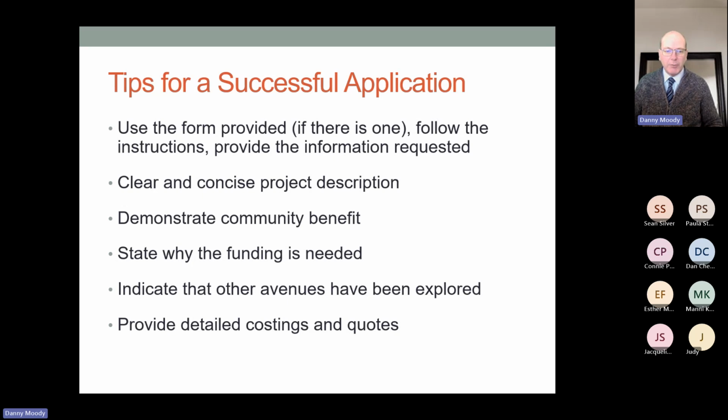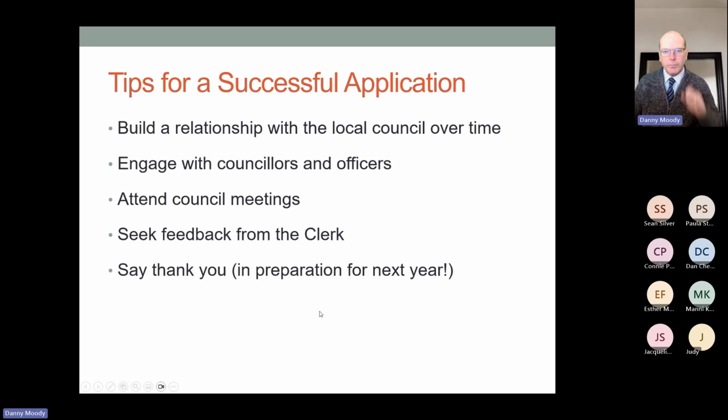And then obviously for anything, provide detailed costings and quotes. I mean, you don't need to go into a huge amount of detail typically for a parish council grant, and we're recognising that typically it's only a few hundred pounds, so the amount of information provided in an application is commensurate with the amount of funding that's available. But if you can show that you've thought about the project in sufficient detail, that you've got detailed costings and maybe even quotes, then that will stand the application in good stead.